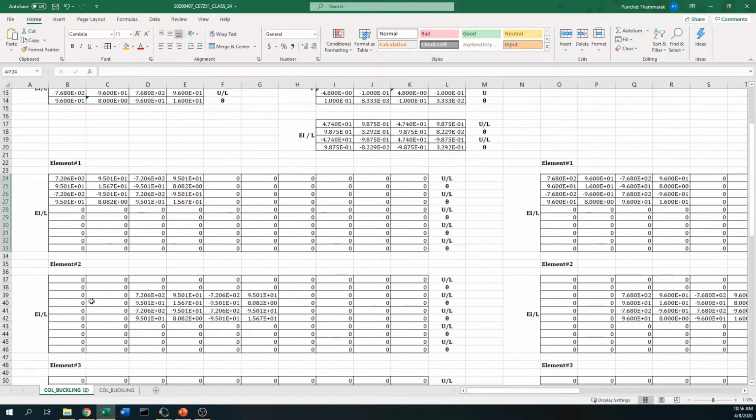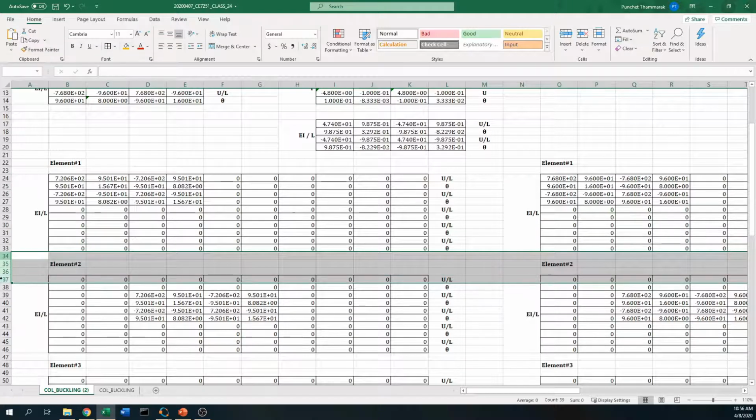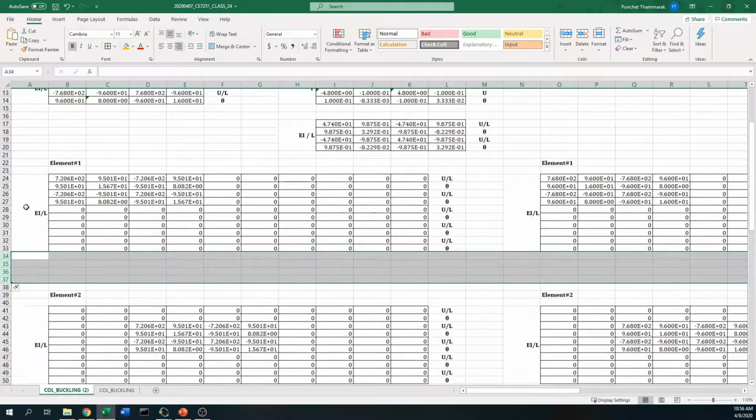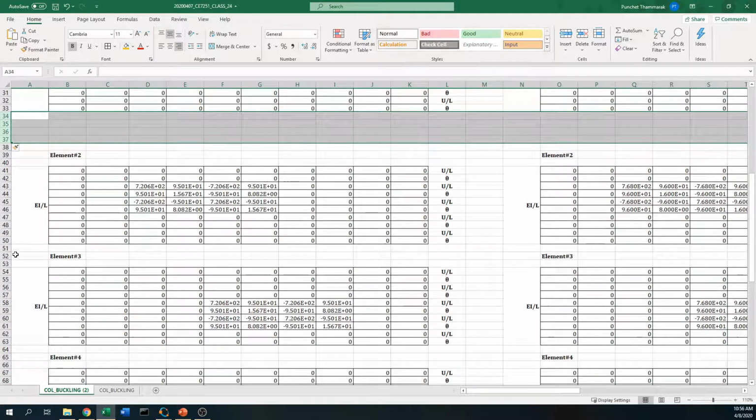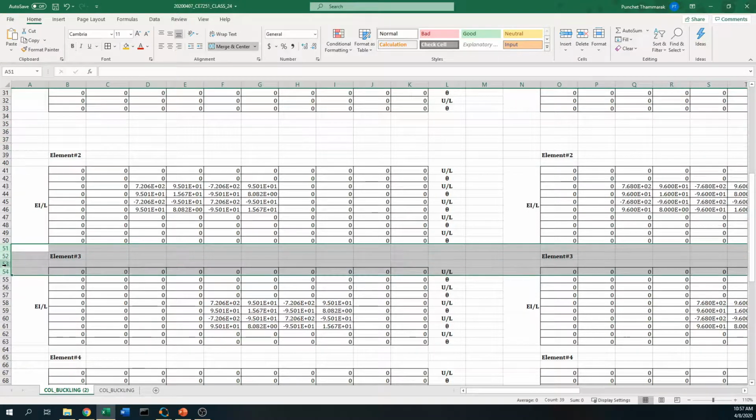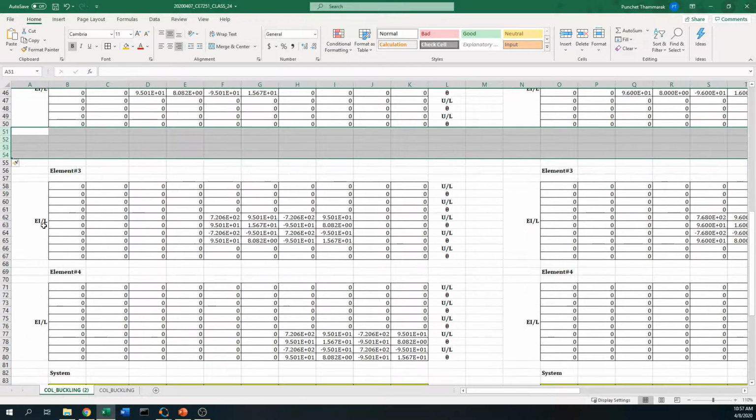Oh, why is it slow? 1, 2, 3, 4. Insert. 1, 2, 3, 4. Insert.